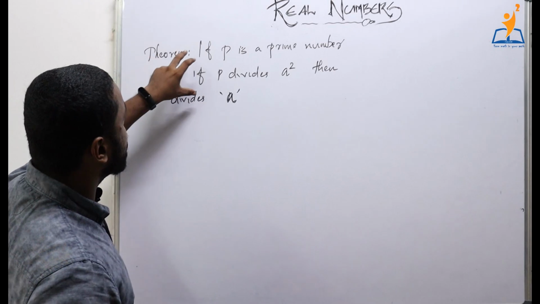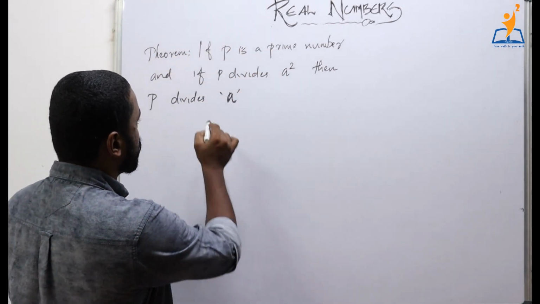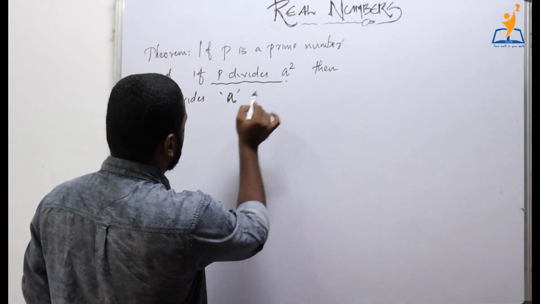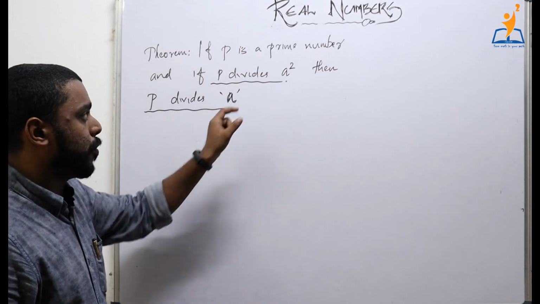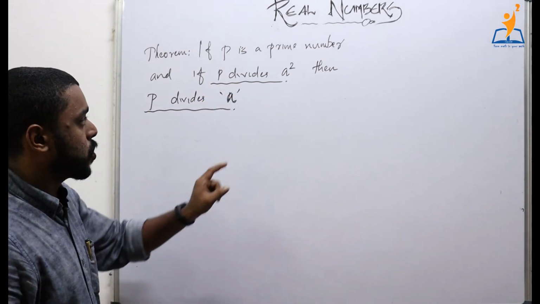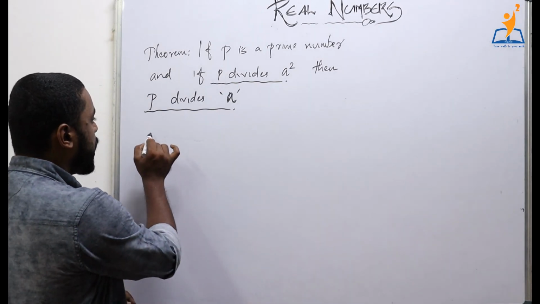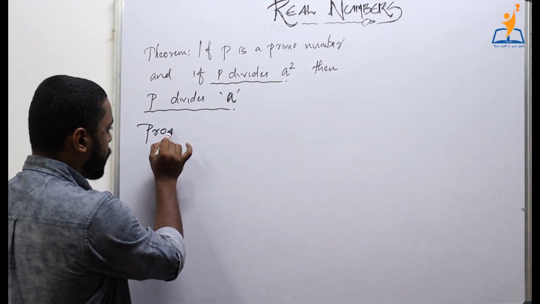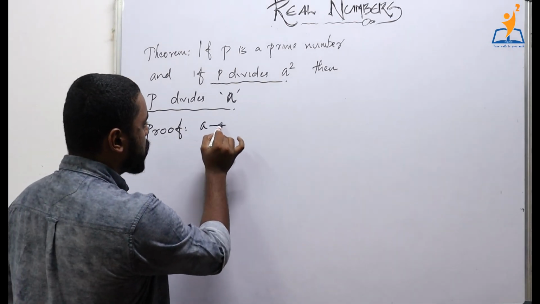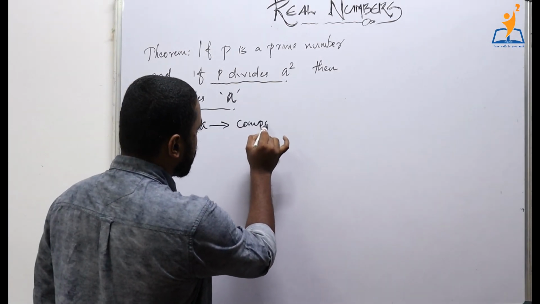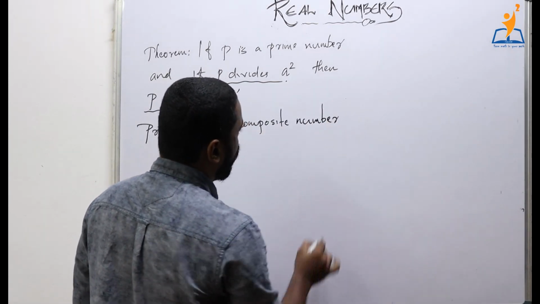So the theorem states that if p is a prime number and if p divides a square, then p divides a. This is the most important part of the theorem. If p divides a square, then p divides a. Okay, we can prove this theorem very simply. Suppose that a is a composite number. So a is nothing but a composite number.